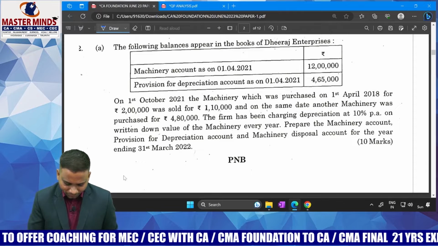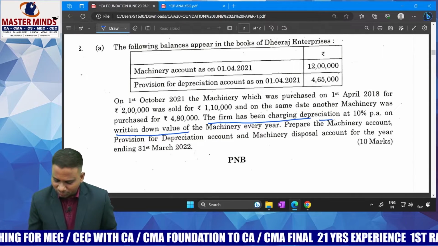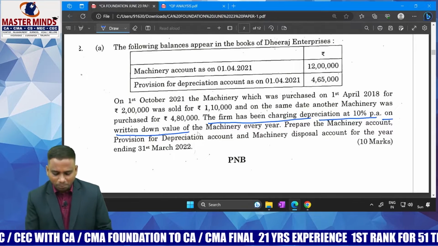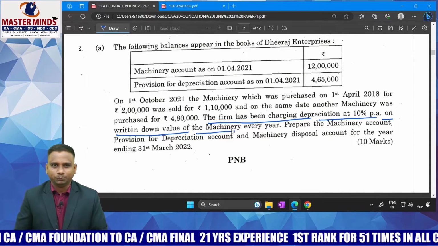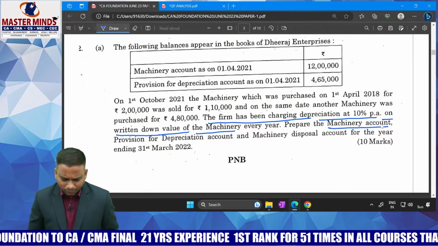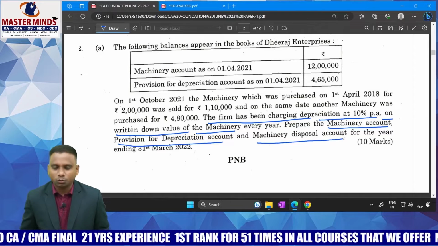Look at which method of depreciation it is. Depreciation is provided on the written down value method. Look at this, the firm has been charging depreciation at 10% per annum on written down value of the machinery. So, what is the method of depreciation? Written down value. What is the requirement? Look at, prepare machinery account, provision for depreciation account and machinery disposal account.